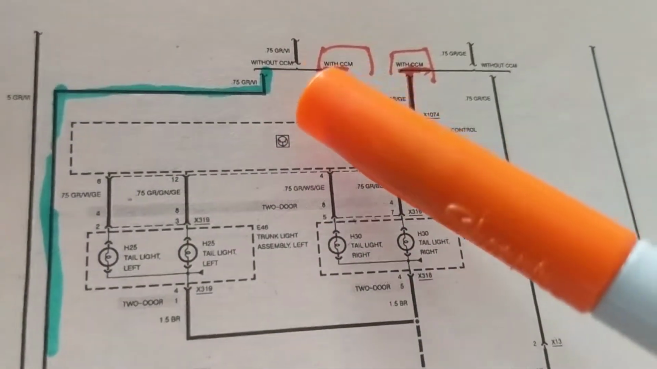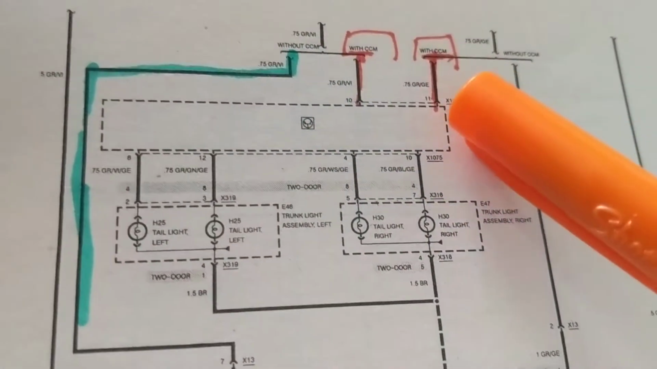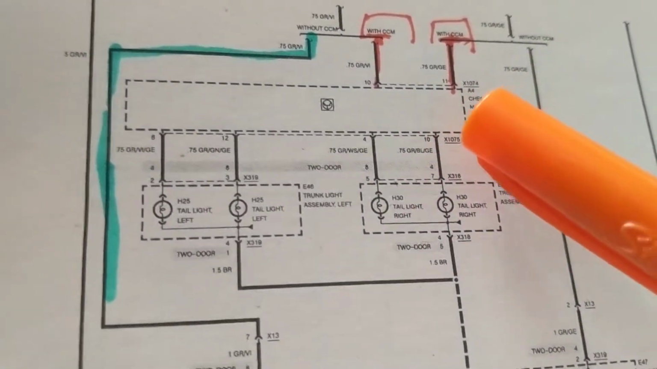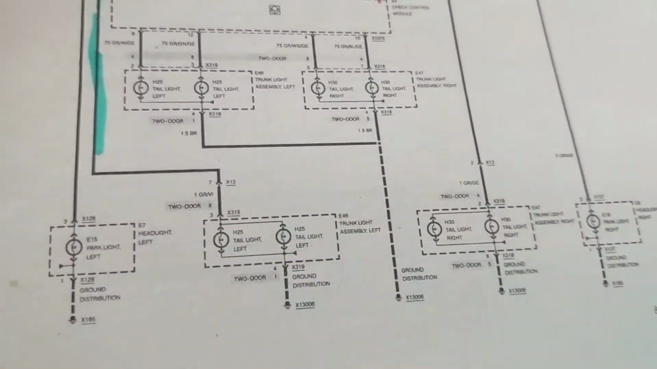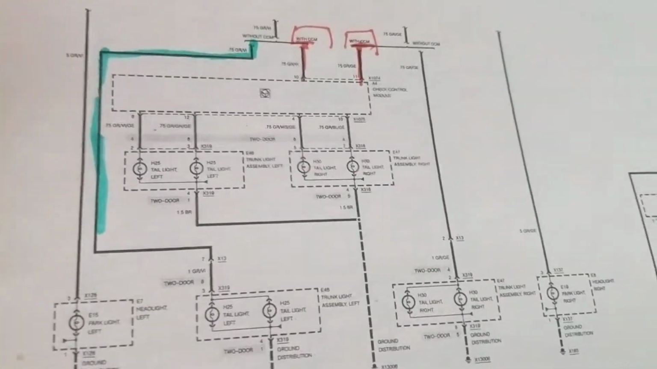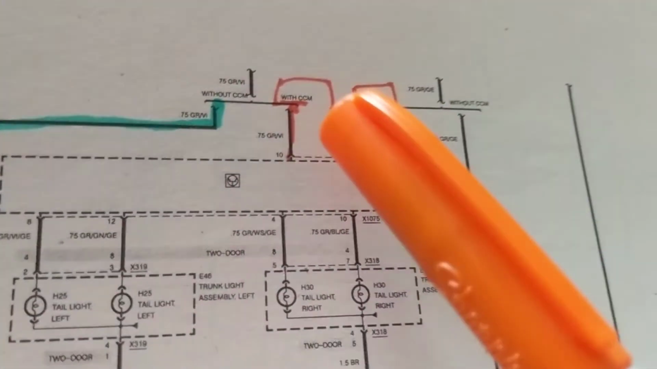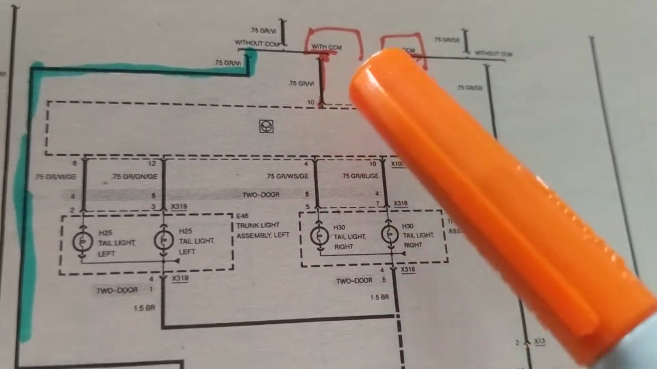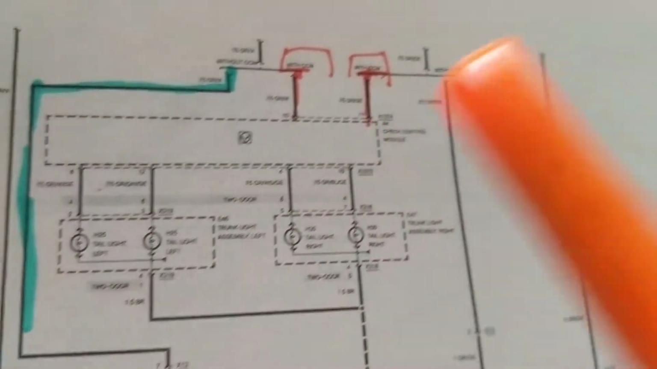Now, one path to go, the green one, is without the check control module. Let's see if that's true. Let's follow that path. If we go here, as we see, we bypass and we come right to the bulbs, the lights, which turn on. So we bypass the CCM. Makes sense, right? With CCM means I expect a path to go through that module. Let's see if that's true.